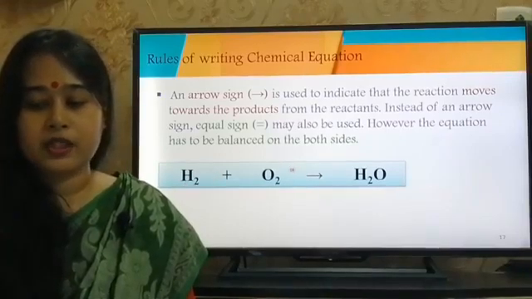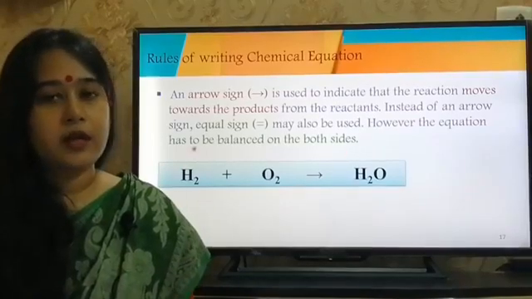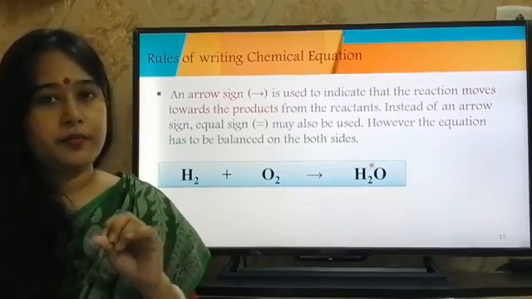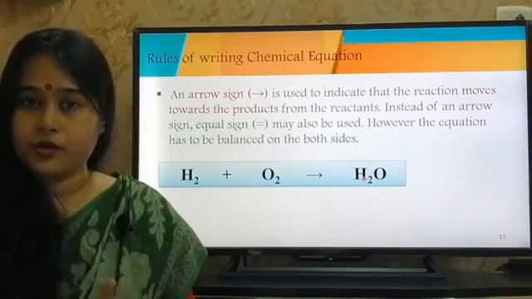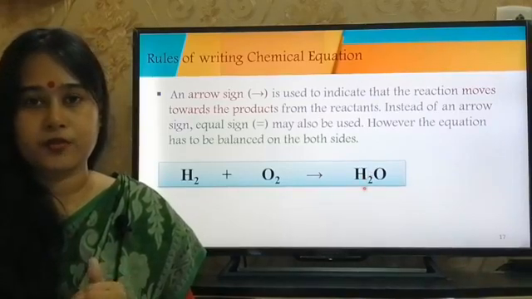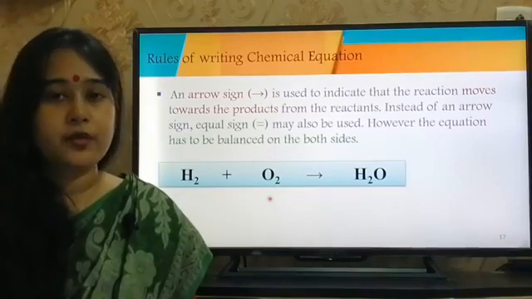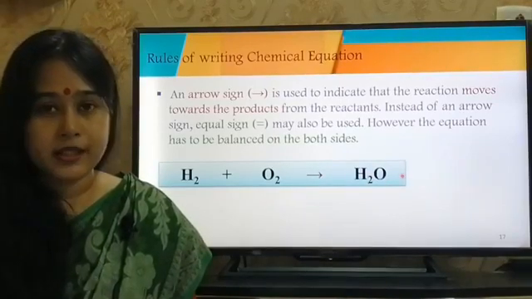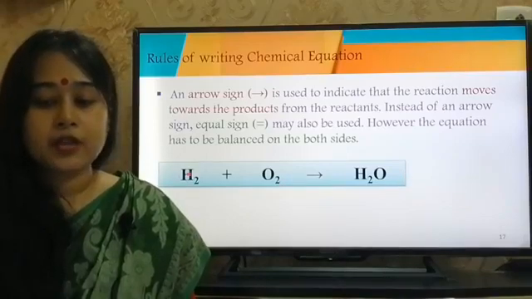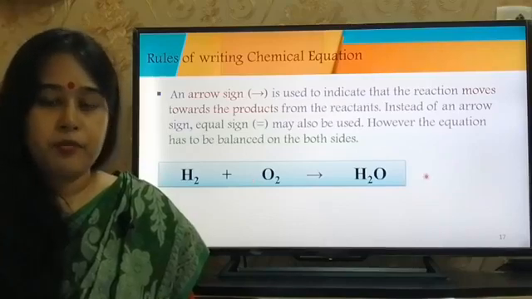Hydrogen and oxygen. If you count the atoms of hydrogen on the reactant part and the product part, you will see here we have two hydrogen atoms, and on the product side we have also two hydrogen atoms. But if you observe here, the atoms of oxygen on the reactant side are 2, but on the product side we have one oxygen atom. So the atoms are not equal on the reactant side and the product side.